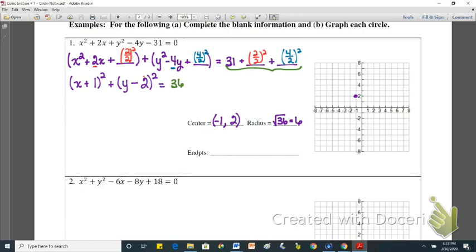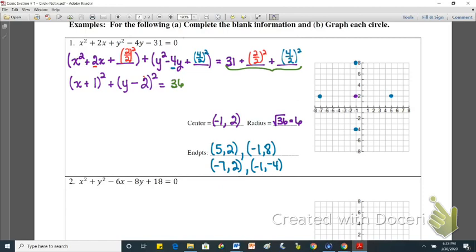I'm going to go 6 to the right. So that is the point 5, 2. I'm going to go 6 up. That is the point negative 1, 8. I'm going to go 6 to the left. So that's the point negative 7, 2. And I'm going to go 6 down. And that's the point negative 1, negative 4. Those are my endpoints. Those are the points that I'm going to connect.